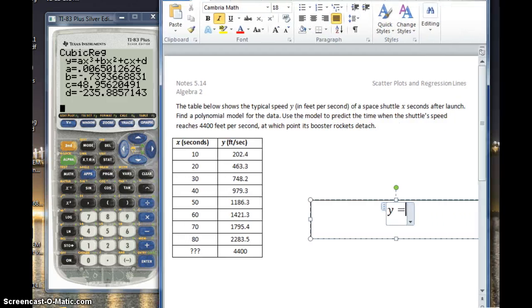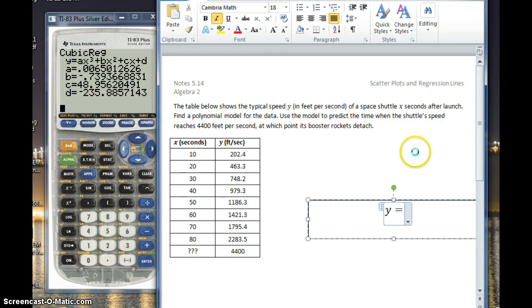Okay, let's minimize that a little bit. There we go. 0.0065 x cubed. And then the second thing we see is minus 0.7394 x squared.